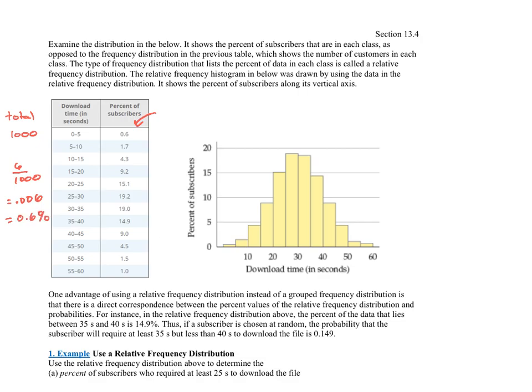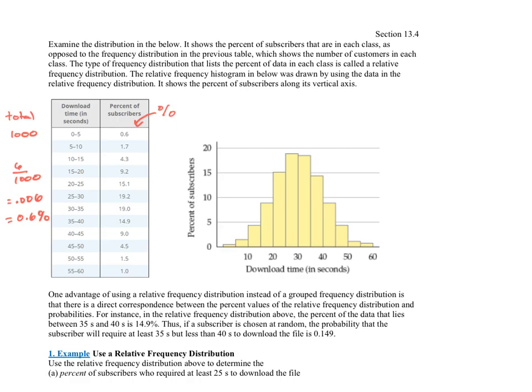So how did they get all these numbers in the chart? They took the number that was in the chart, the frequency, divided it by the total amount, which was 1,000, and converted that number to a percentage. So this number that you see right here is the percent of the total people that they did. So what's the idea? They had 6 people take between 0 to 5 seconds.